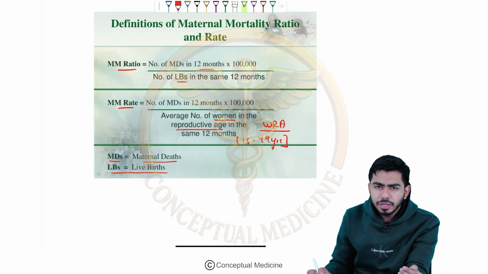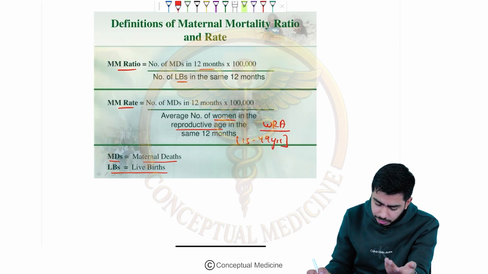After 49 years, what happens? Menopause will be happening, right? So that is the thing, right?